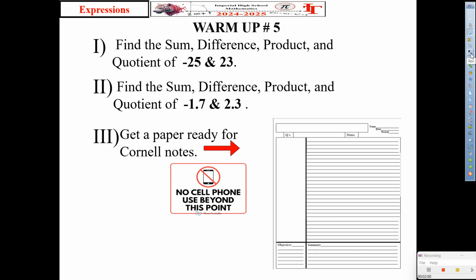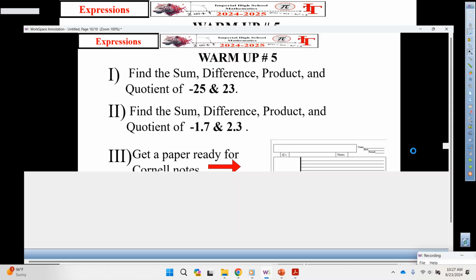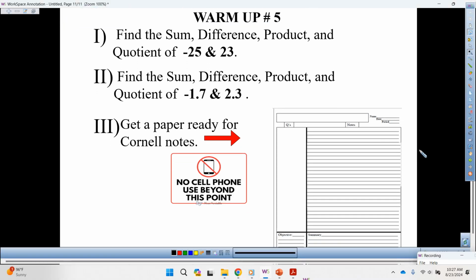All right, so let's go over the warm-up. Show your neighbor what you got for number 1 and number 2, please, so we can get this show on the road. Number 1 and number 2.